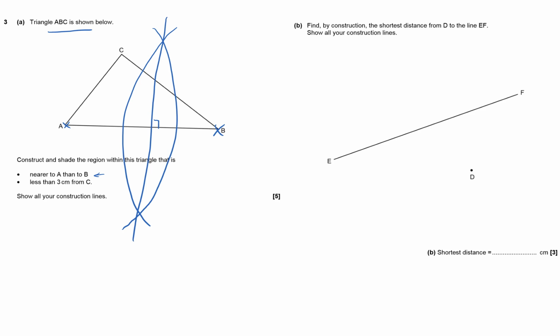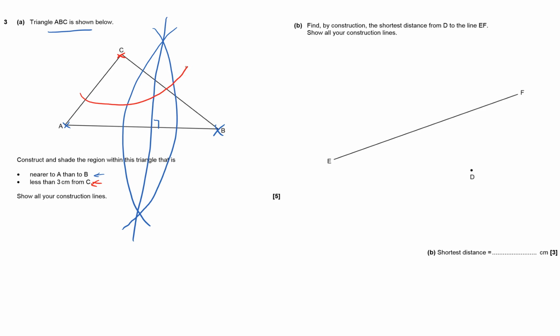So that's done the blue bit, and now the red bit is going to be less than 3 centimeters from C. So again, I need to set it so it's exactly 3 centimeters. So I set that so it's 3 centimeters. I put my point on C and then draw the arc around from C, and it goes something like so.